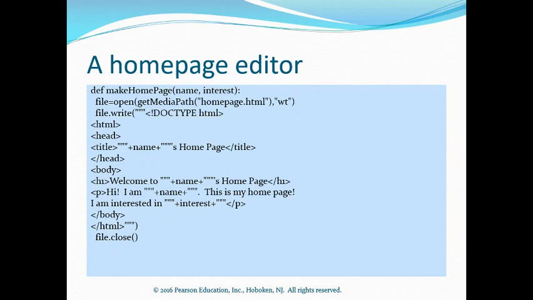So what about a home page editor? So we could actually have another function called make homepage. We pass in two parameters, name and interest. And then again, we write our document out, and it takes those variables that we have into our function, and it generates HTML code. So again, Python's not this magical HTML code writer. It's not this magical HTML code generator. Python is just doing what you're telling it to do.